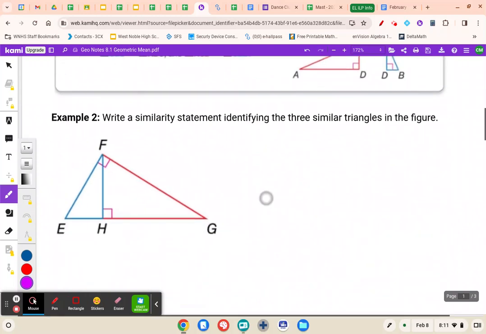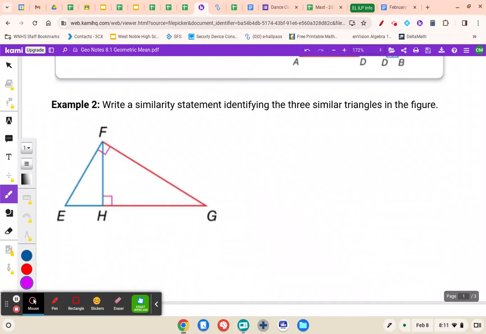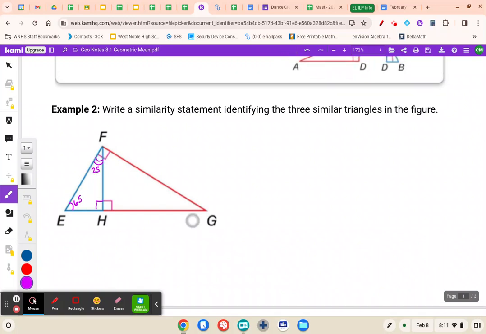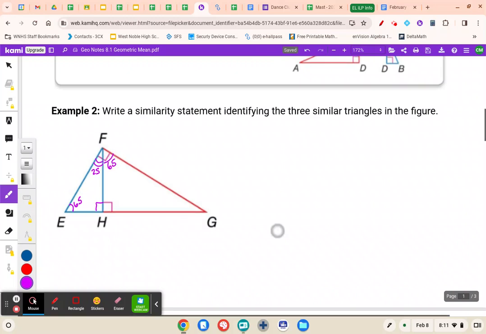So we are going to start out by writing a similarity statement, identifying the three similar triangles in the figure. This is just what we had on our last page. We didn't write a similarity statement, so it's not exact, but we have a 90 here. I'm going to even use the same degrees so we don't have to rethink those through. 90, we're going to say that's 65. This is 25. That means this is 65, and this is 25.